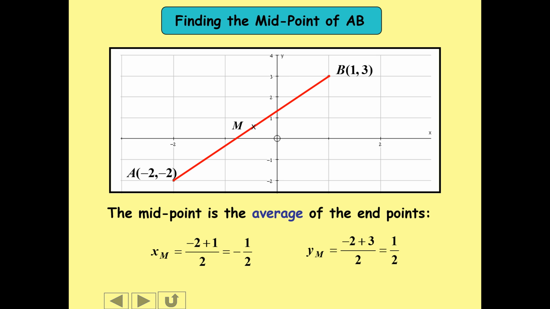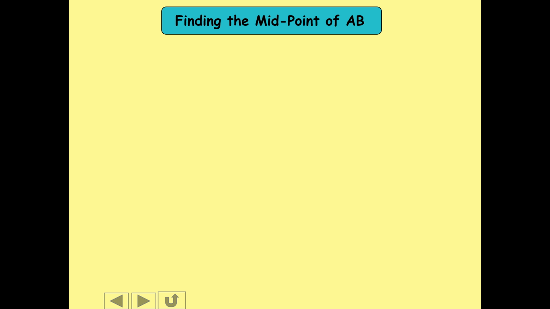To find the average of the y values, again we add the y values, in this case -2 plus 3, and we divide by 2 to find the average, which in this case gives us 1/2. So the point represented by M is the point -1/2, 1/2. This is the midpoint of the 2 points -2, -2 and 1, 3.